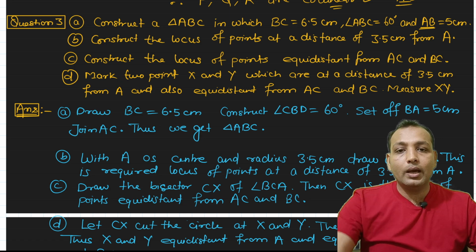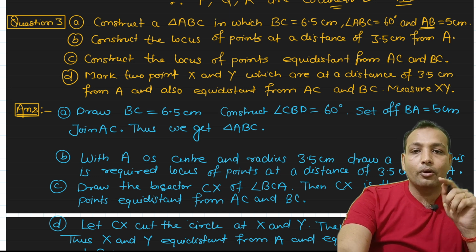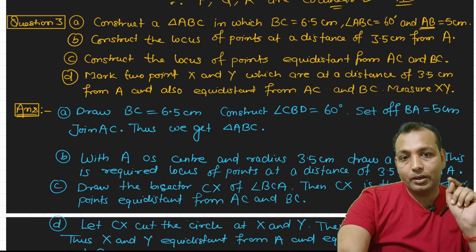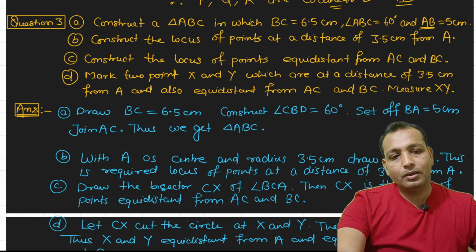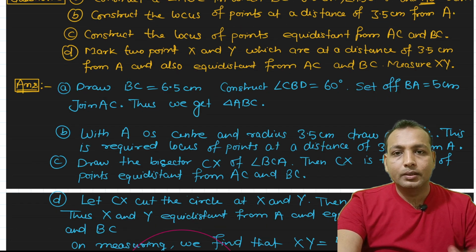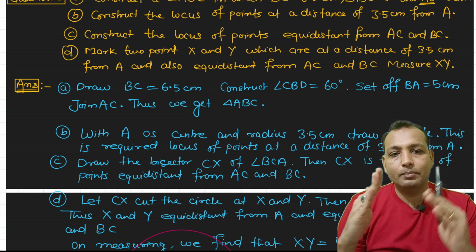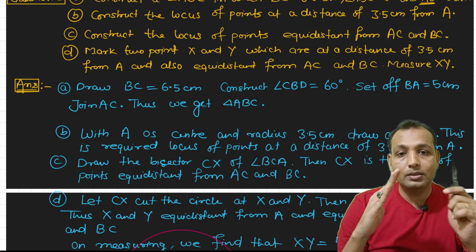So with A as the center and radius 3.5 centimeters, draw a circle. This is the required locus of a point at a distance of 3.5 centimeters. Similarly, another question we have, third: construct the locus of a point equidistant from AC and BC. So it is equidistant from AC as well as BC.